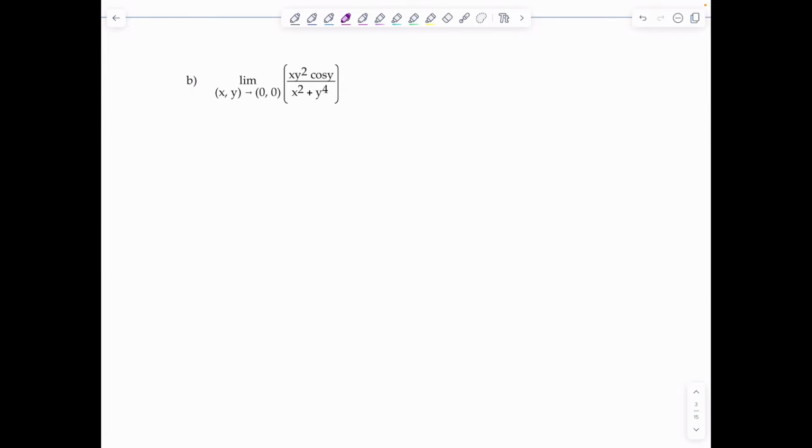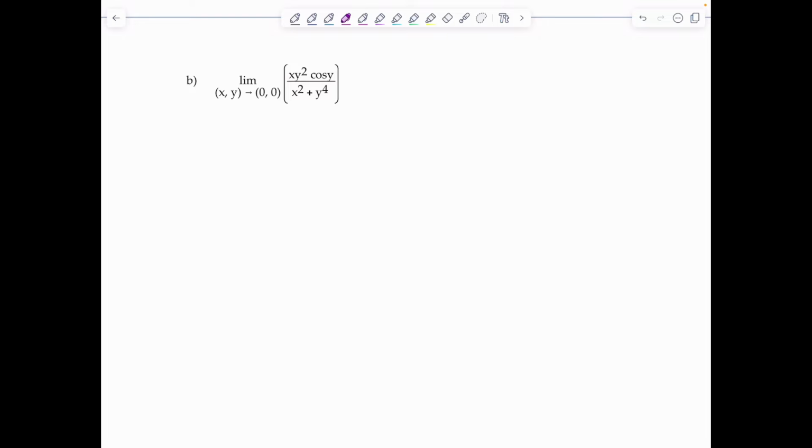Next one, problem B. Limit as (x,y) approaches (0,0) of xy squared cosine y over x squared plus y to the 4th. Okay, now you can play around with this one a little bit. In this particular case, direct substitution doesn't work. Again, you have 0 over 0, but the limit does not exist for this particular function.